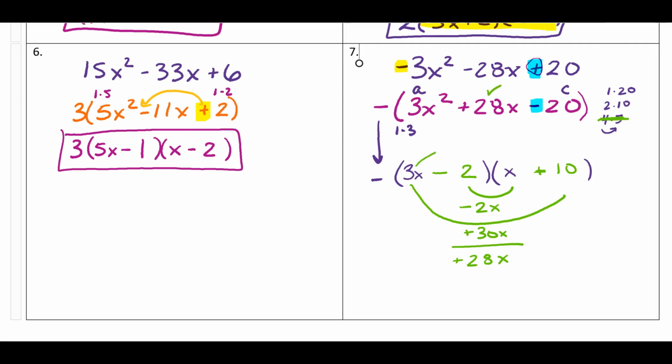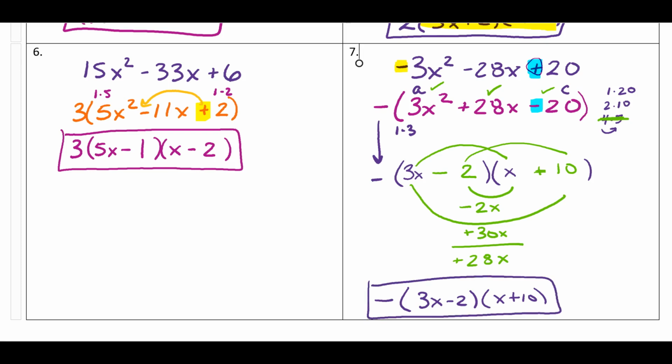Let's double check my a term. So 3x times x is 3x squared, and negative 2 times 10 is negative 20. So I've now found my factor, so I'm going to rewrite it. Negative 3x minus 2 times x plus 10. And again, the only factor here that has to be in the front is the negative sign, or you could put negative 1. The other two could be switched in their order.